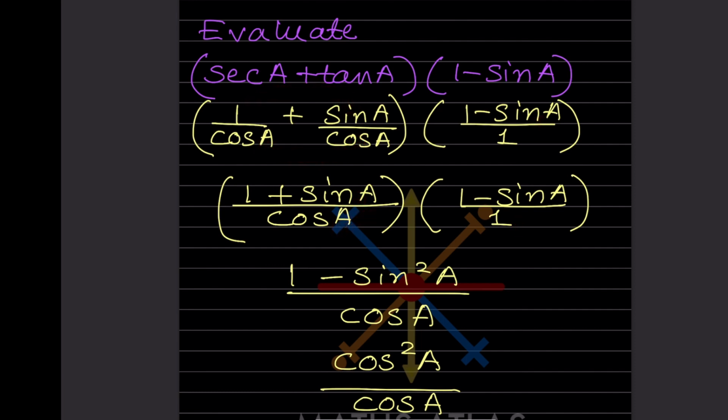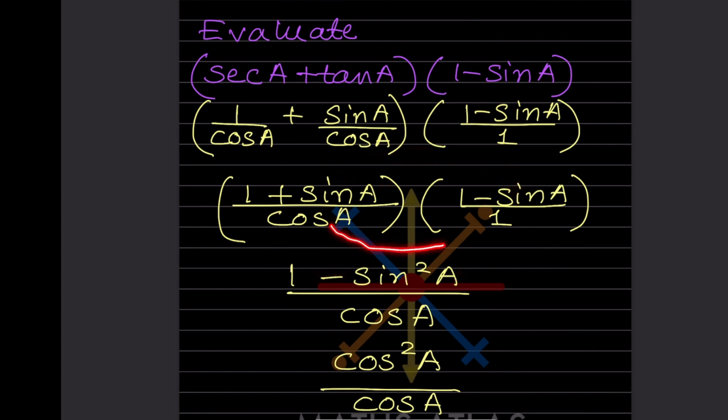So now what will we do here? A plus B and this is A minus B. So what will you write here? Because these both are 1, you can write A, and these both are the same, so you can write B. So again you have the formula A plus B, A minus B, that is A square minus B square. So 1 square is going to be 1 minus B square, this sine square A.